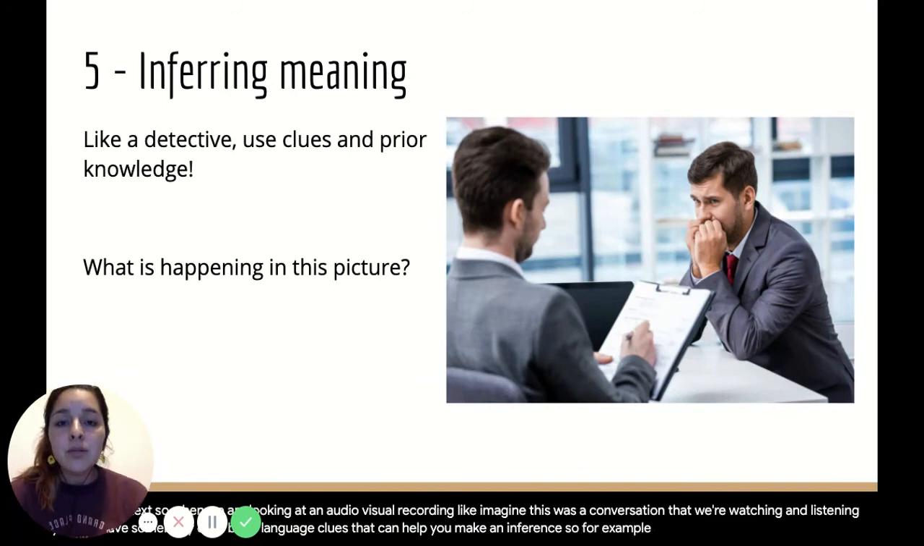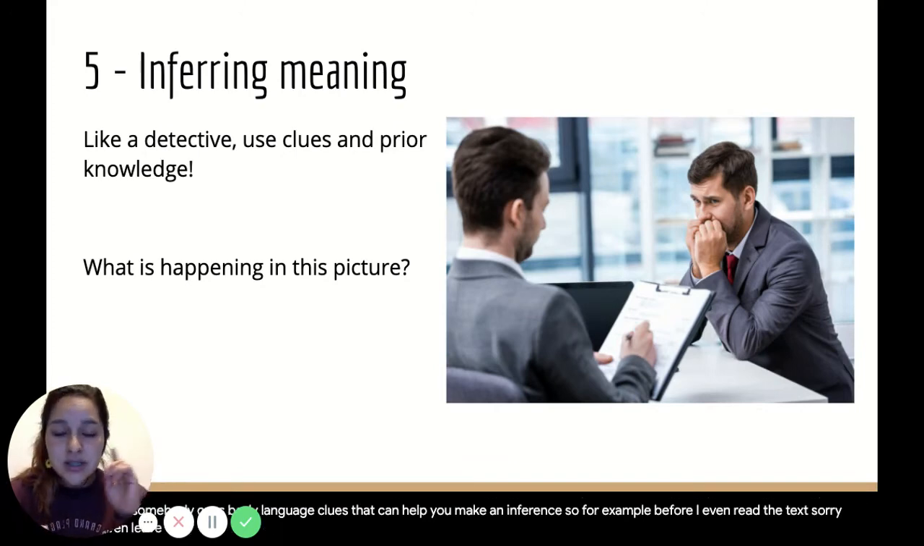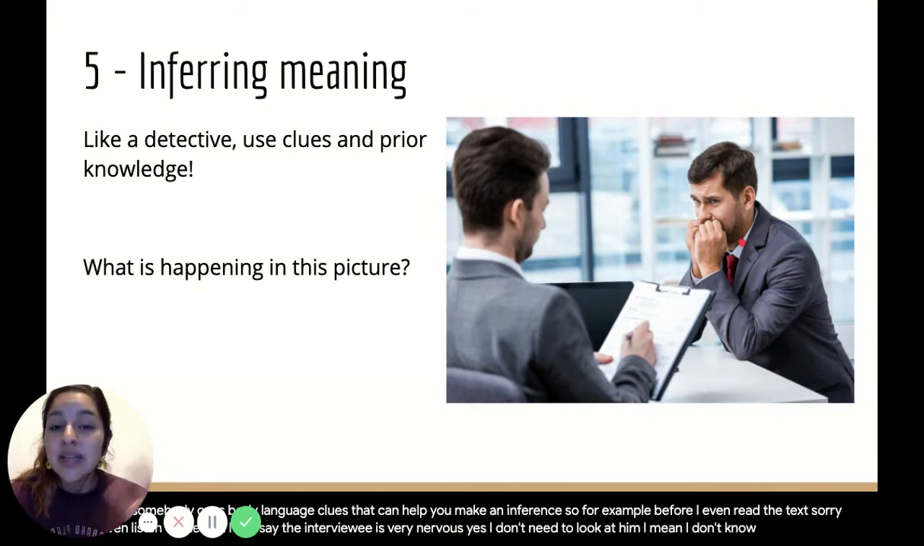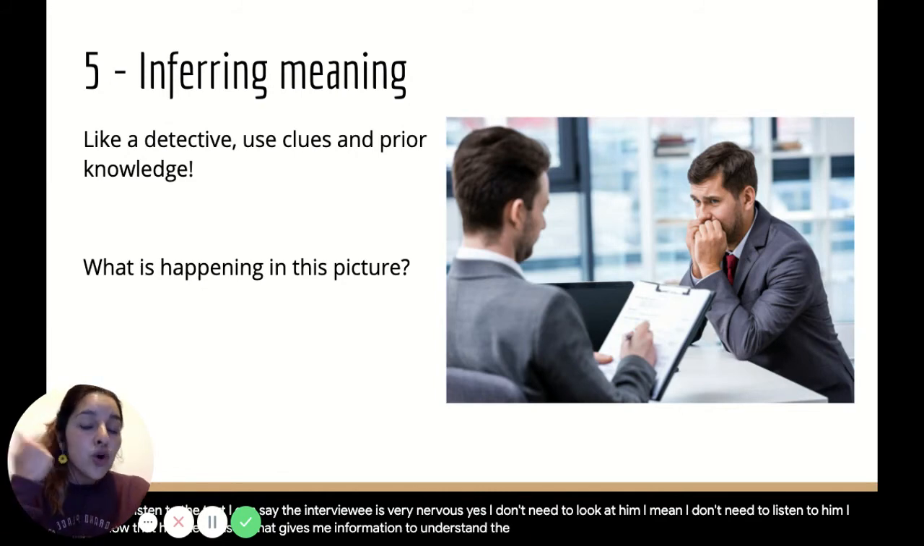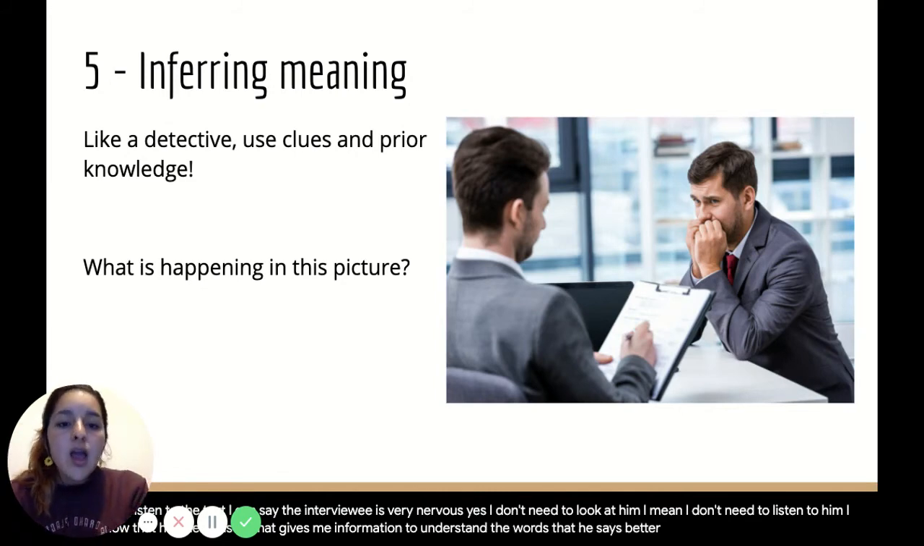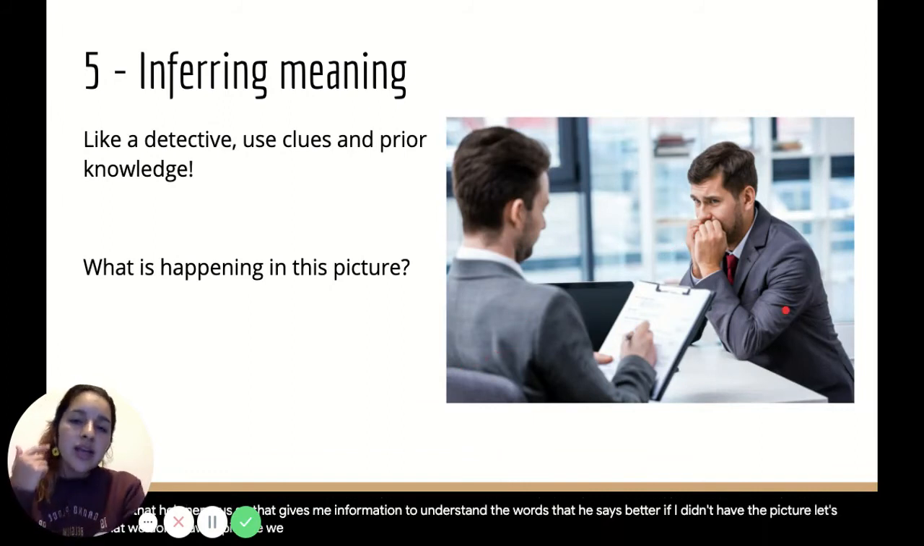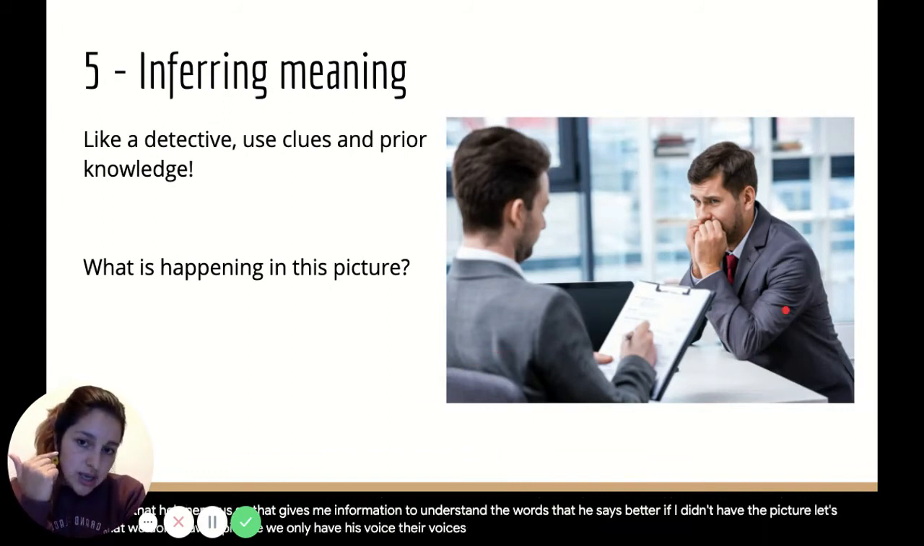So for example, before I even listen to the text, I can say the interviewee is very nervous. Yes, I don't need to look at him. I mean, I don't need to listen to him. I already know that he's nervous. So that gives me information to understand the words that he says better. If I didn't have the picture, let's imagine that we only have their voices, you can also infer meaning in a listening.